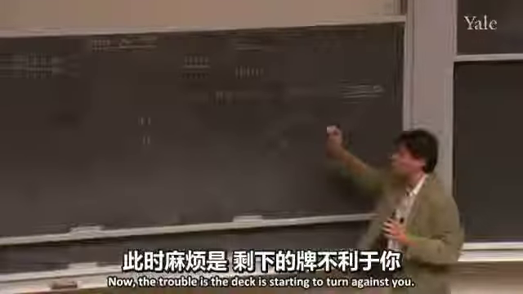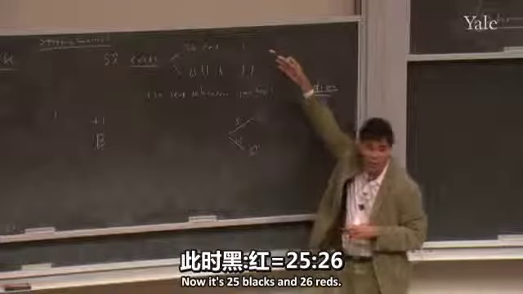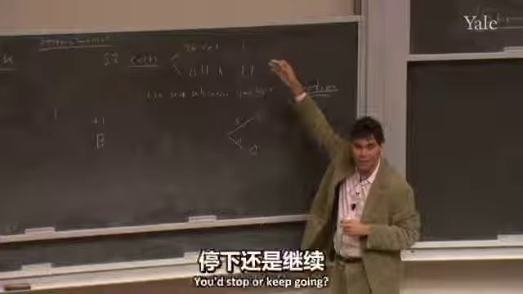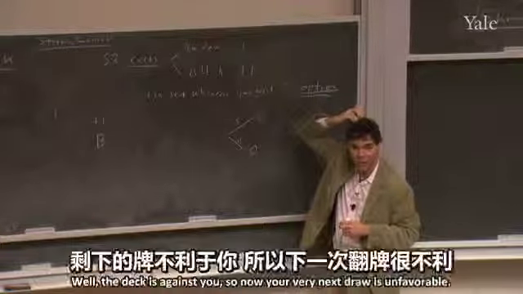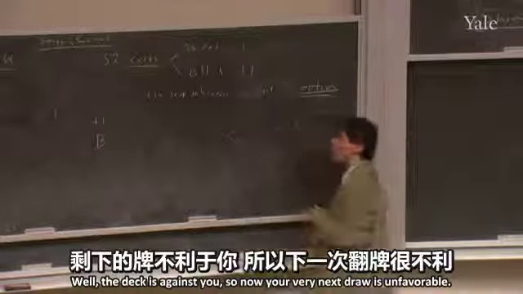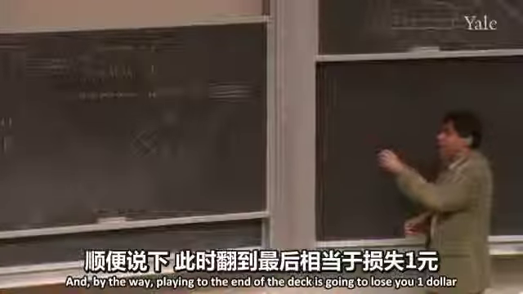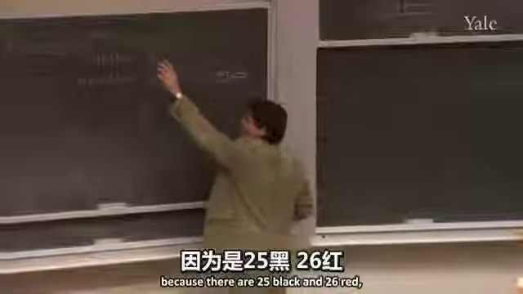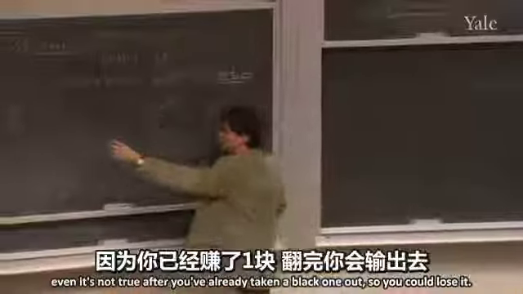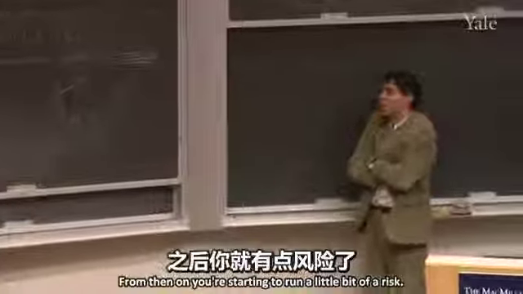Now, the trouble is the deck is starting to turn against you. Now it's 25 blacks and 26 reds. So what would you do then? Would you stop or keep going? Well, the deck is against you, so your very next draw is unfavorable. And by the way, playing to the end of the deck is going to lose you $1 because there are 25 black and 26 red. So this argument that if you just play to the end of the deck, you'll break even, it's not true after you've already taken a black one out. From then on, you're starting to run a little bit of a risk.